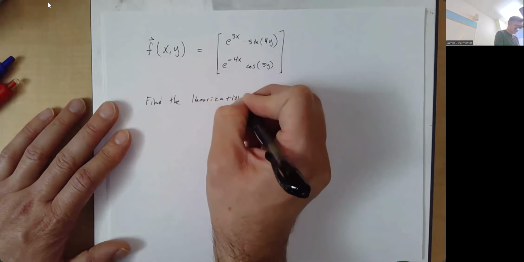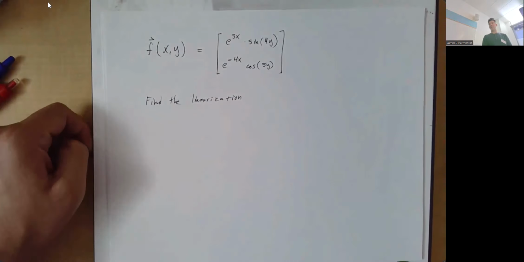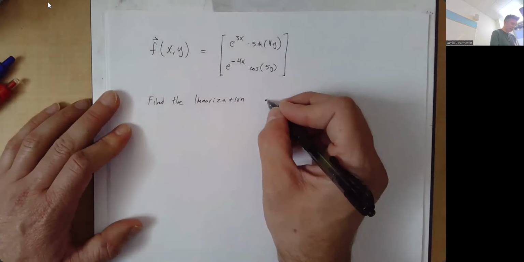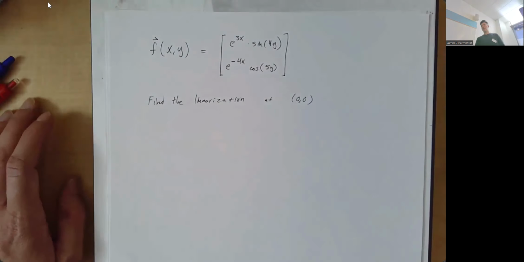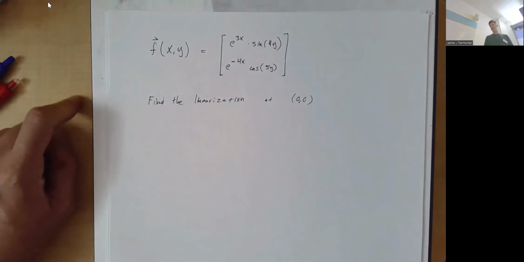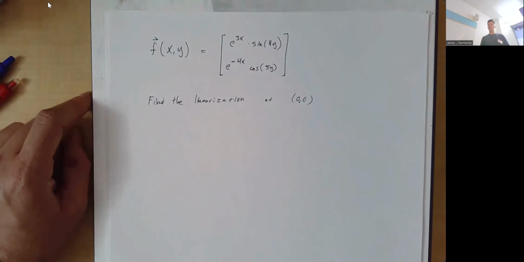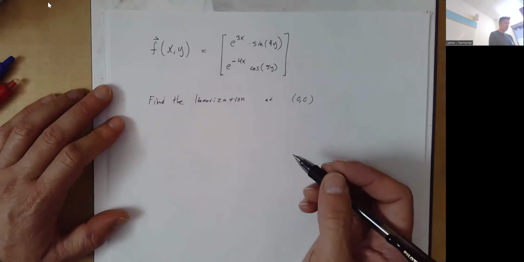For this particular example, there's only really one nice value to linearize it at, and that's at 0, 0. E to the anything else is going to be a pain. Sine and cosine of anything else is probably also going to be a pain. That's not entirely true, but probably true. We maybe could have picked pi over 2. That might have been more fun. Oh well, we didn't.